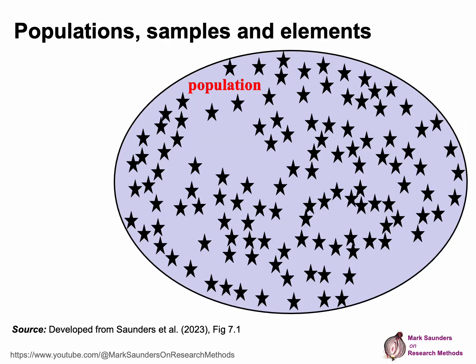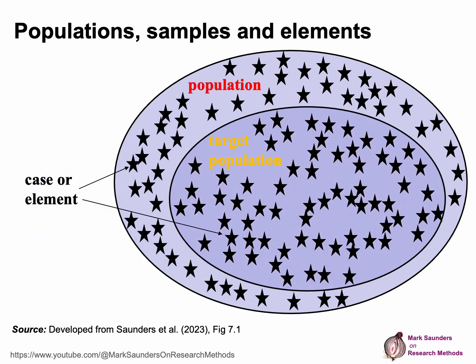So let's start off by looking at populations, samples and elements. The population, represented by stars in this diagram, is the complete set of cases or elements. Once we've got our complete list of the population, if we're doing probability sampling, or we know the characteristics of our population, if we're doing non-probability sampling, we can think about our target population. This is the complete set that is the actual focus of the research, and so it's much more manageable. As you can see, it's a smaller size. And then the sample we select is a subgroup of that population, or indeed also the target population.